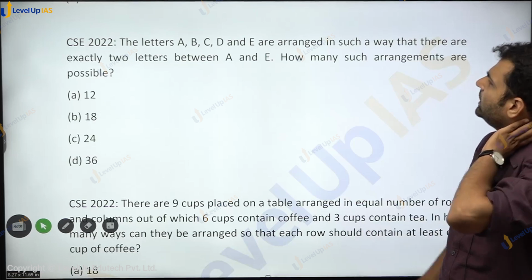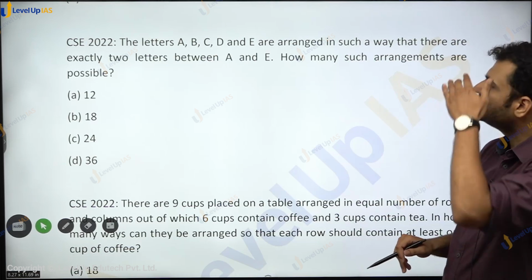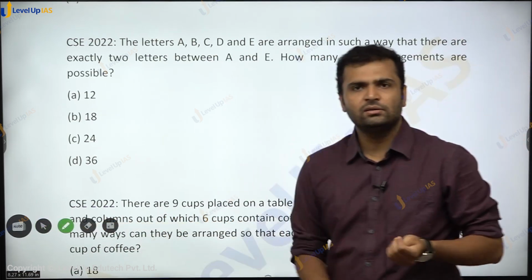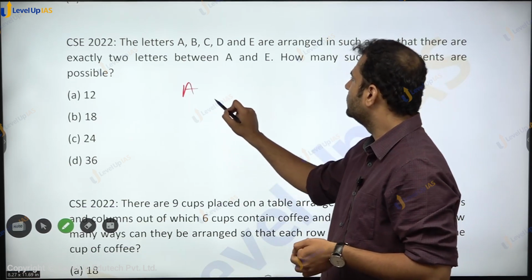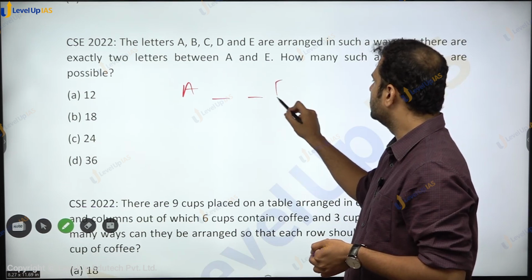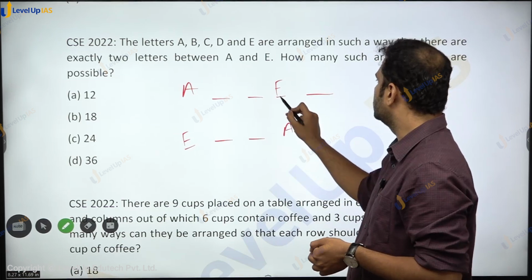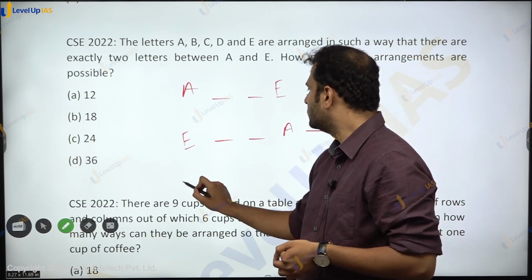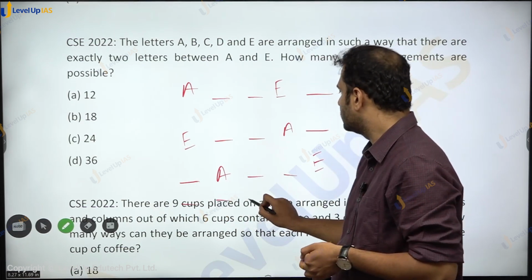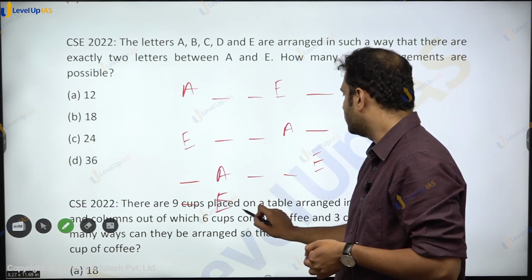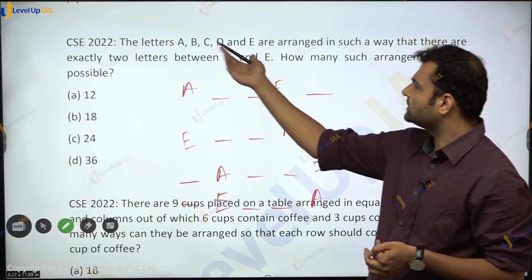The letters A, B, C, D, E are arranged in such a way that there are exactly 2 letters between A and E. How many such arrangements are possible? तो 5 चीजें हैं and A and E के बीच में exactly 2 है. So we can have A blank blank E here, or we can have E A here, or we can have A E, E blank blank. These are the 4 options we have and rest are BCD.